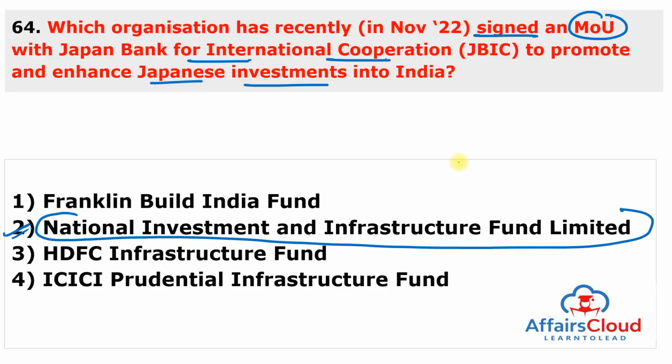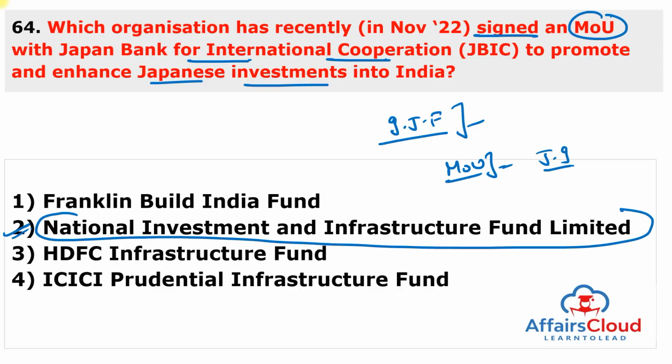So this National Investment and Infrastructure Fund Limited signed a memorandum of understanding with the Japan Bank for International Cooperation to promote and enhance Japanese investment in India. And under this MOU, both the organizations will establish a bilateral India-Japan fund for making equity investment in environmental preservation and low carbon emission strategies.